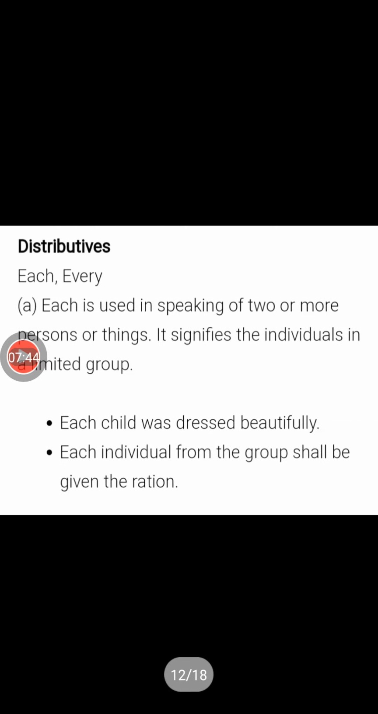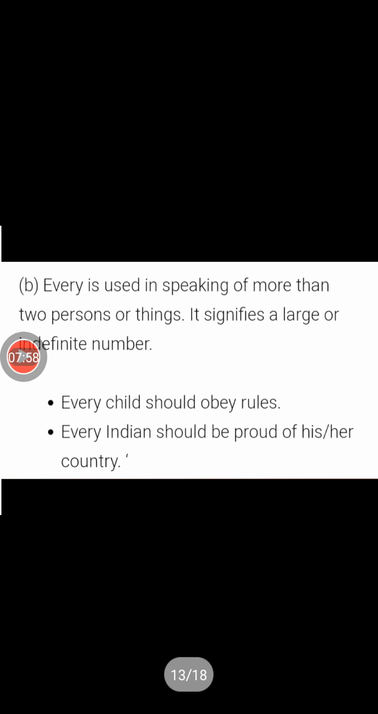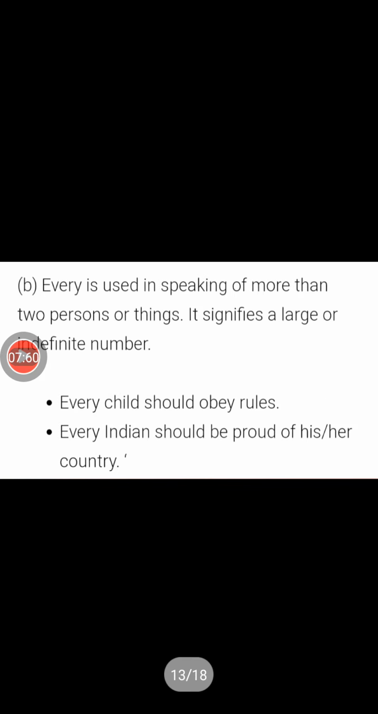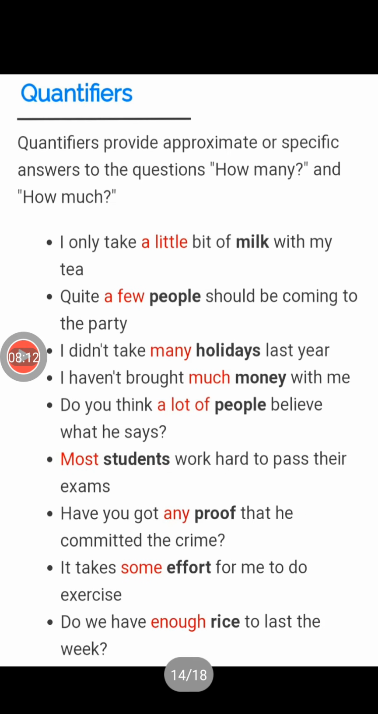Then we have distributives, each and every. Each is used in speaking of 2 or more people. It signifies the individuals in a limited group, like each child was dressed beautifully. This is the example I covered. Now every is used in speaking of more than 2 persons or things. Every child should obey rules. Every Indian should be proud of his religion.